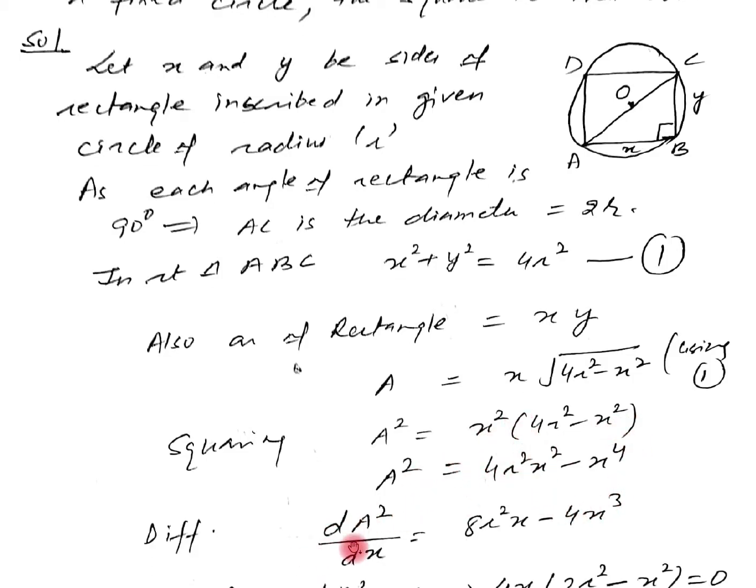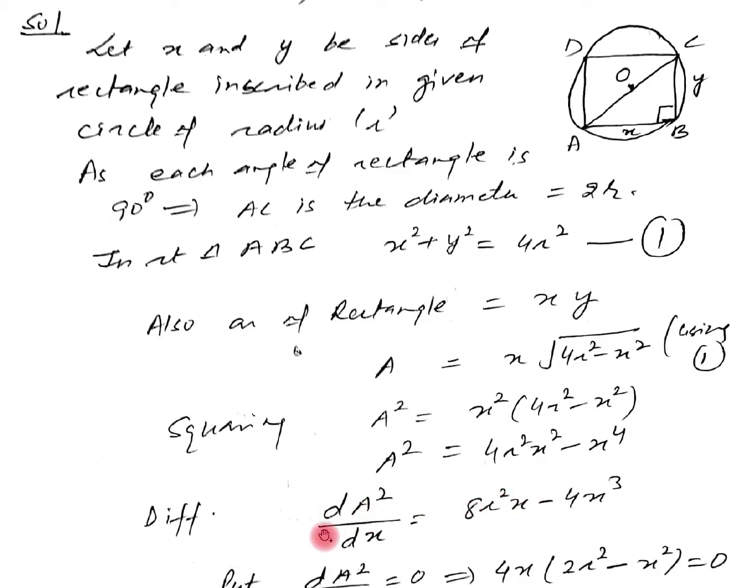Now differentiating both sides with respect to x. This A square as it is, dA square upon dx. No need to differentiate the left hand side, only we are differentiating our right hand side with respect to x. It means dA square upon dx equal to, what is it? 4r square as it is, the derivative of x square is 2x. Then it becomes 8r square x minus 4x cube.